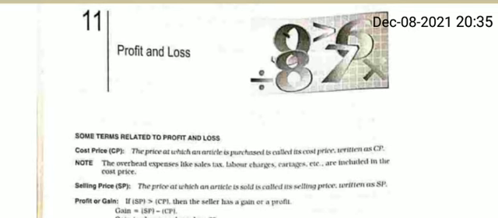Today we will learn a new chapter. The chapter name is Profit and Loss. Okay, Profit and Loss.